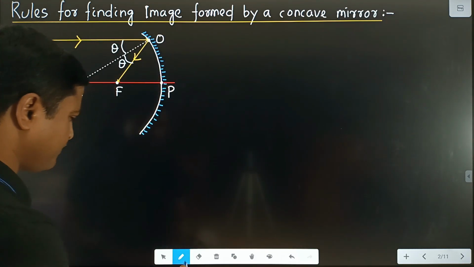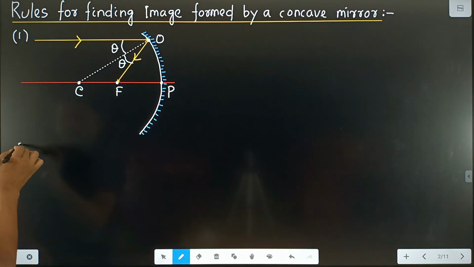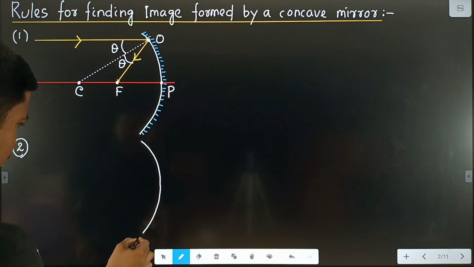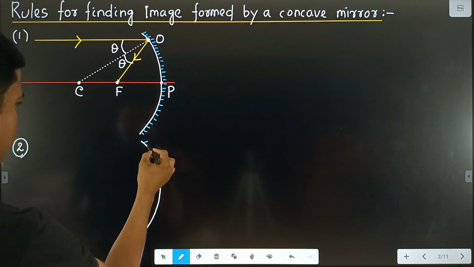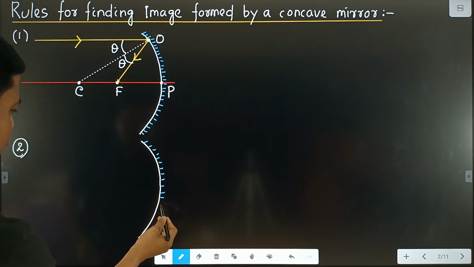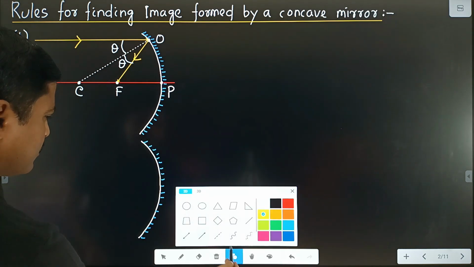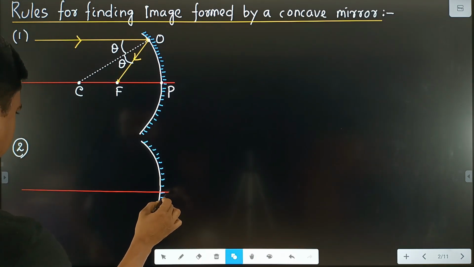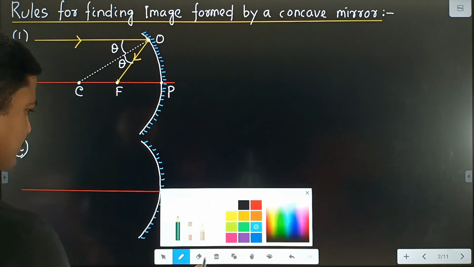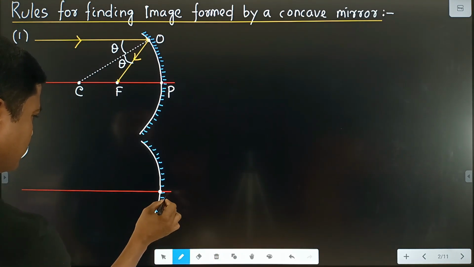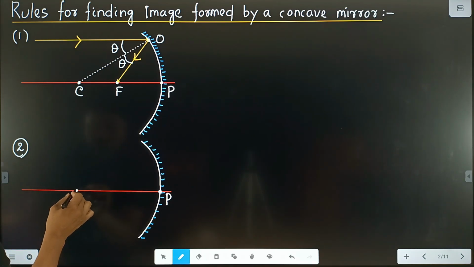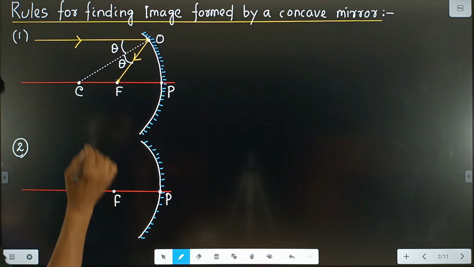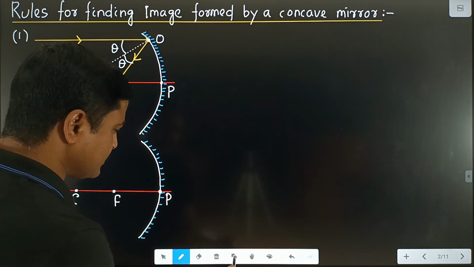Another rule, second rule. Suppose same thing, this one is the concave mirror. Your outer surface is silver coated, and we draw the principal axis. This one is the principal axis, and principal axis passes through the pole. This point is the pole, this point is the center of curvature, and the middle point we write as F.